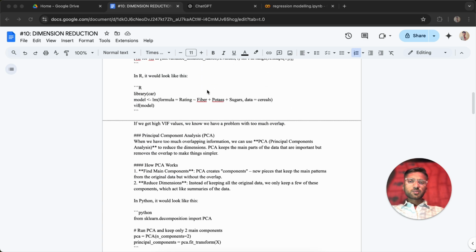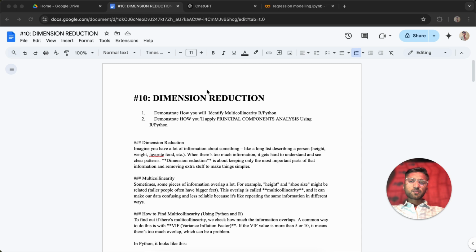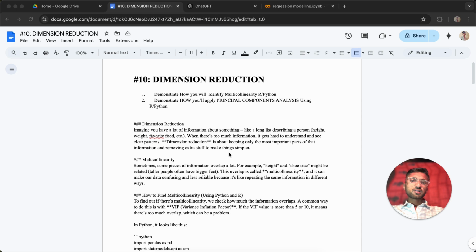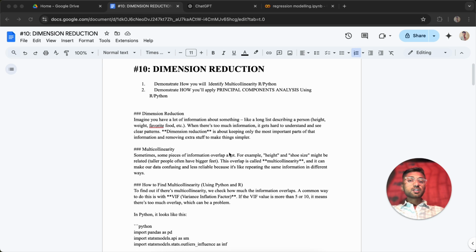So in summary, we can identify the multicollinearity, then we can reduce the redundancy from the data, or we can say the overlap from the data.